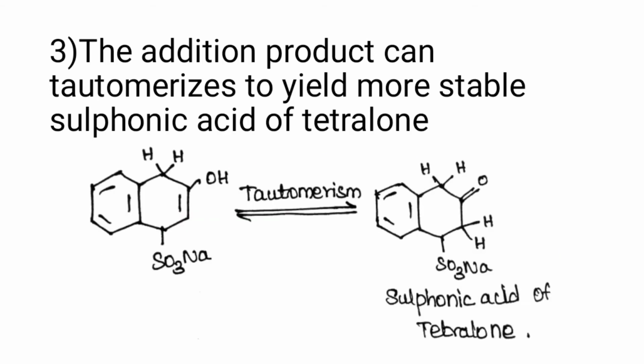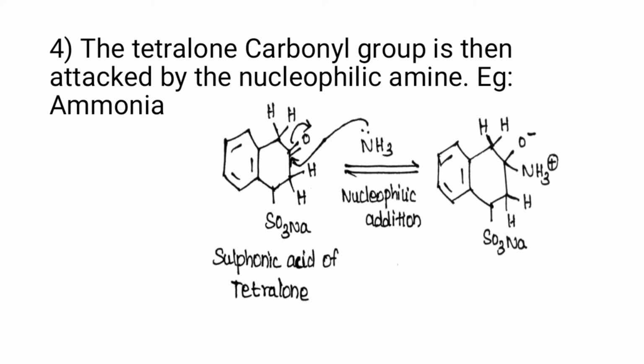In the third step, the tautomerization occurs again. This intermediate is highly unstable, so it tautomerizes itself and forms the more stable sulfonic acid of tetralone. Then in the fourth step, the tetralone carbonyl carbon is attacked by the nucleophilic amine.